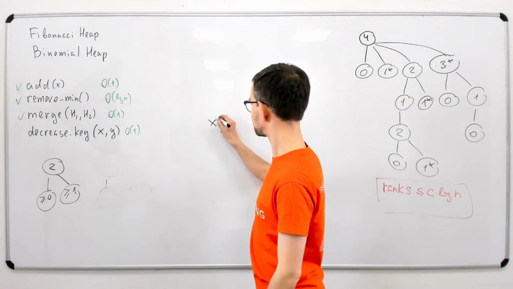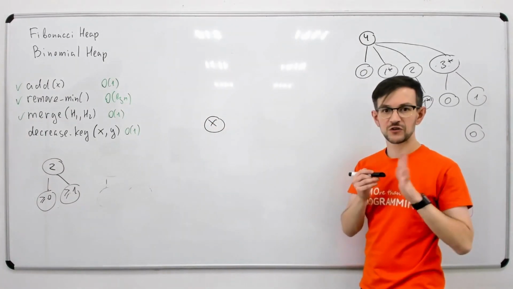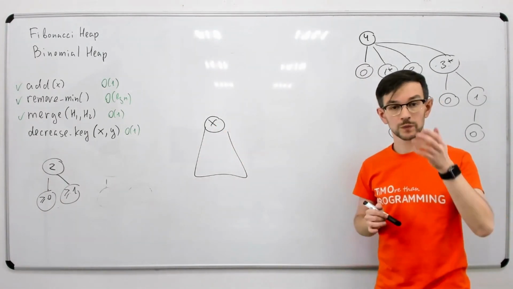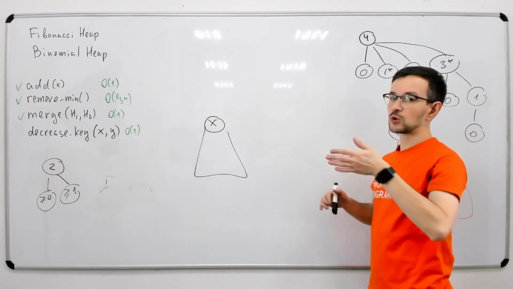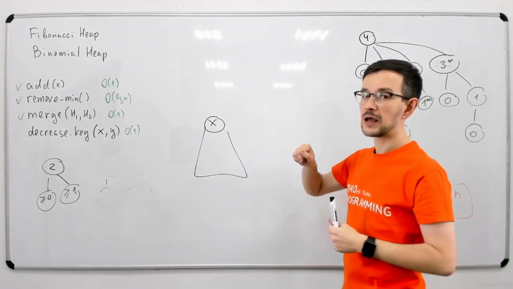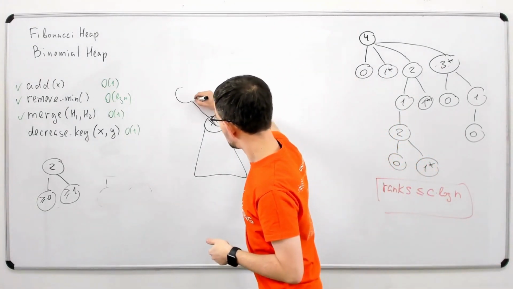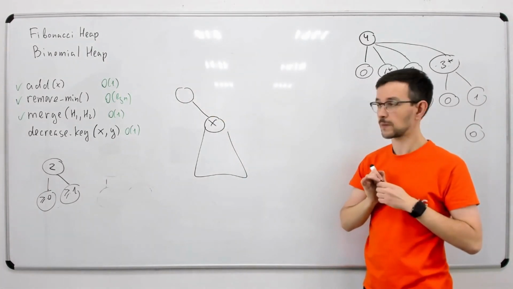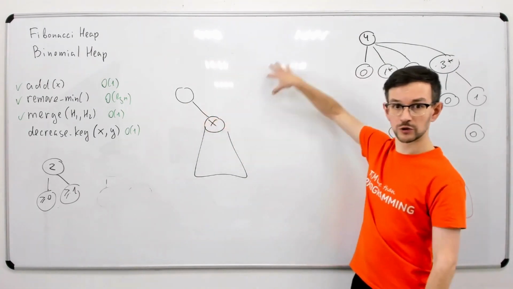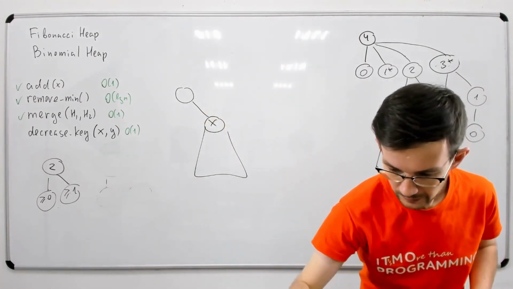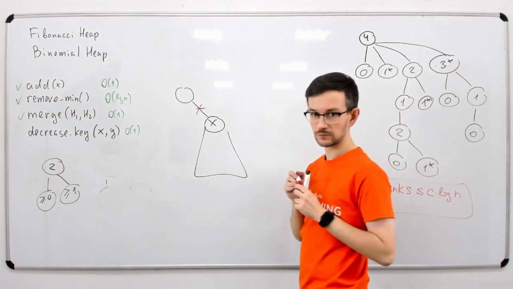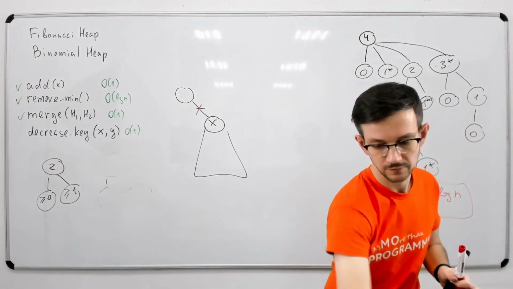So you have the element x, and you want to decrease its key. It has some subtree here and so on. So what do you do? You take this tree, decrease the key, and then this condition may be broken. If this condition breaks, you just take your tree and move it to the root. You just remove x from its parent and move it to the root.